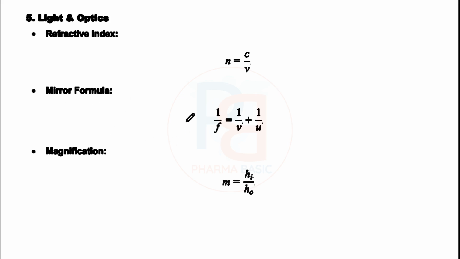Mirror formula, 1 by f is equal to 1 by v plus 1 by u, where f is the focal length, v is the image distance, and u is the object distance. And magnification m is equal to hi by ho. Hi means height of image by height of object. So these are the basic science formulas.